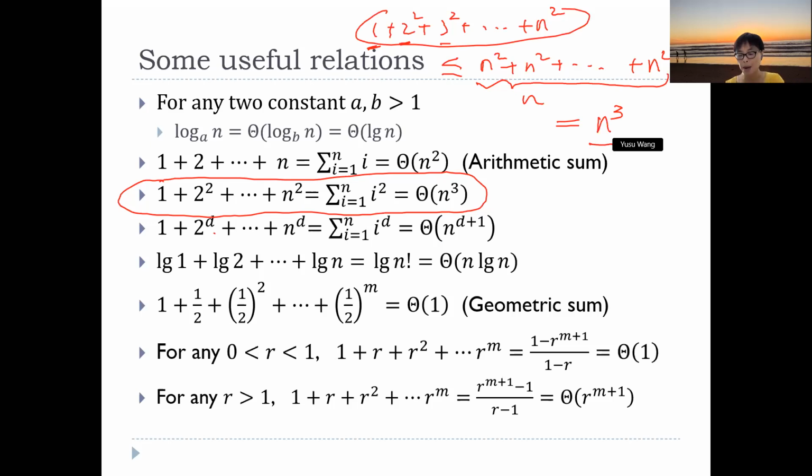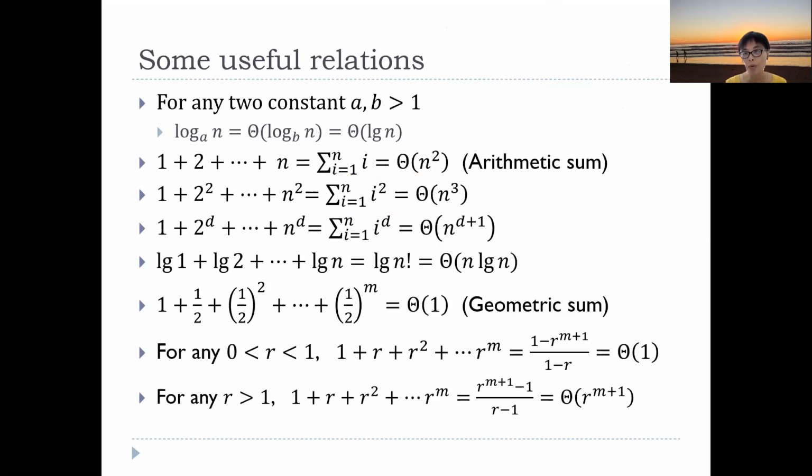So we get the upper bound. This implies that 1 plus 2 squared plus 3 squared all the way to n squared is in big O of n cubed. Okay, so the upper bound is the easy one. Now let's say that we want to prove the lower bound. This is a little bit trickier, but with a nice trick, it's easy to see as well.